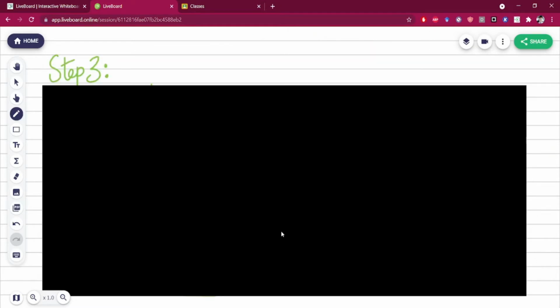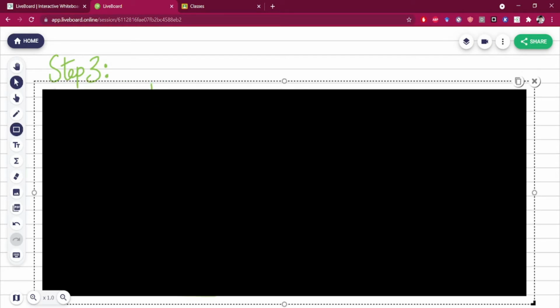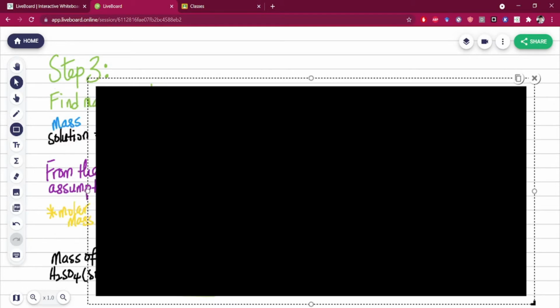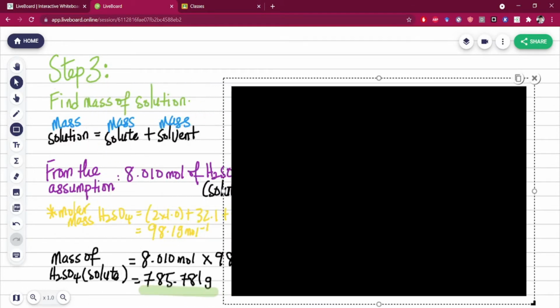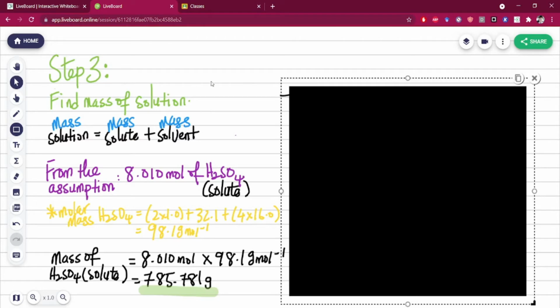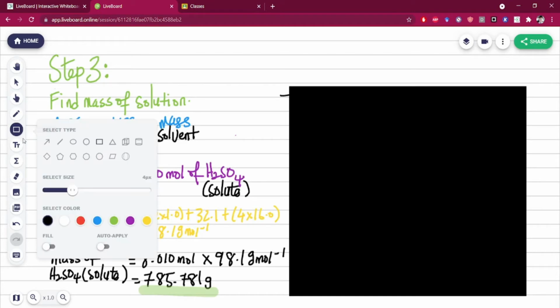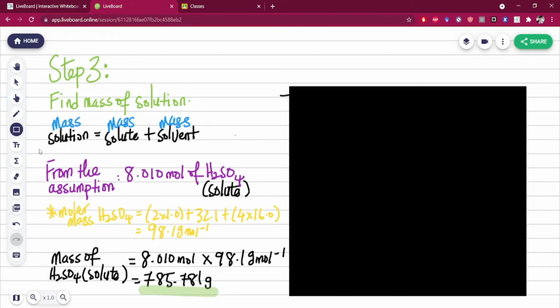So in step three, what do we need to do? First, we need to find the mass of solution. How do you find the mass of solution? I'm going to try to cover this part first.